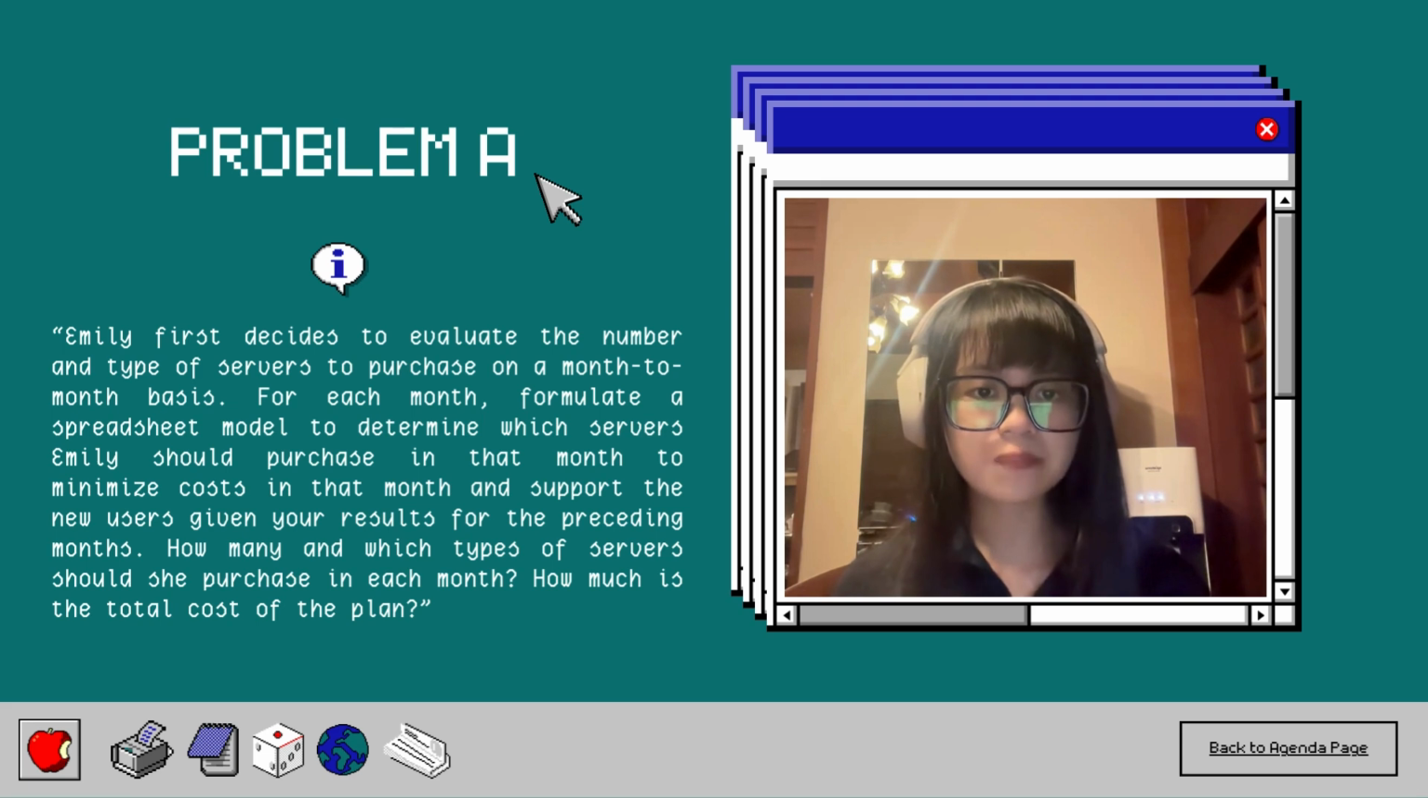A spreadsheet model was formed to help Emily determine which servers she should purchase in that month to minimize costs and support the new users given. She also wants to figure out how many and which types of servers she should purchase in a month, as well as the total cost of the plan.